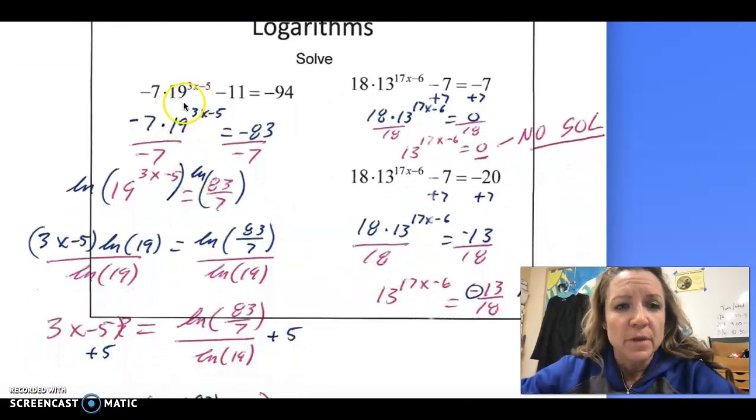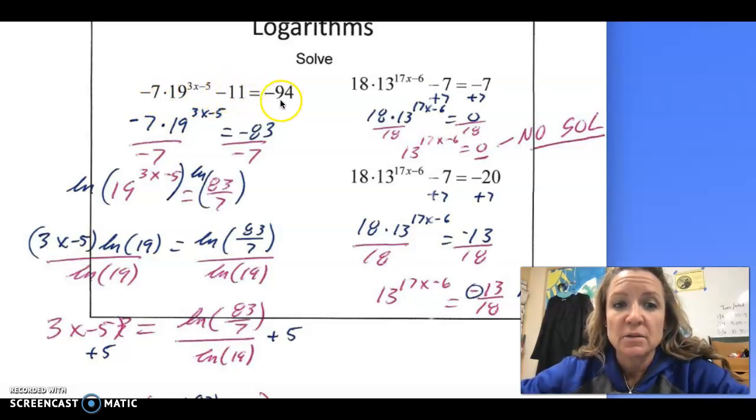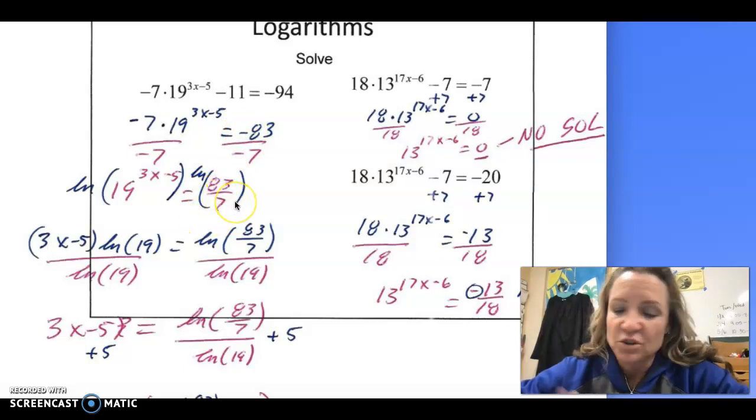All right. On the left here, we have negative 7 times 19 to the power of 3x minus 5, minus 11 equals negative 94. So we're going to just start by adding 11 to both sides. That gets us to negative 83 here. Then we're going to divide both sides by negative 7. Okay? Negative divided by negative is just a positive, and it doesn't go in there evenly, so just leave it as a fraction or change it to a decimal if you want to.